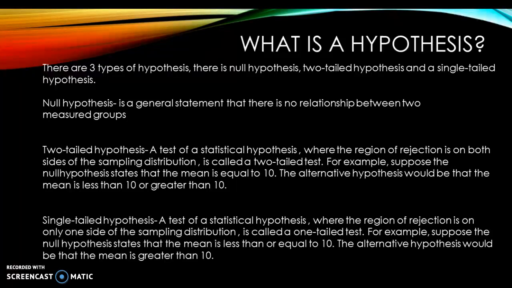A single-tailed hypothesis is a test of the statistical hypothesis where the region of rejection is on only one side of the sampling distribution. It is called a one-tailed test. For example, suppose the null hypothesis states that the mean is less than or equal to 10. The alternative hypothesis would be that the mean is greater than 10.